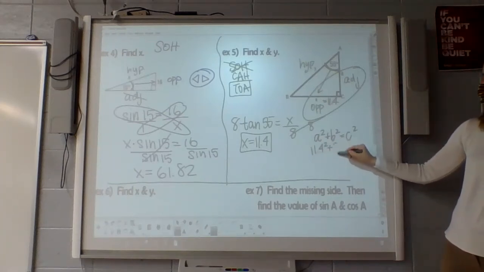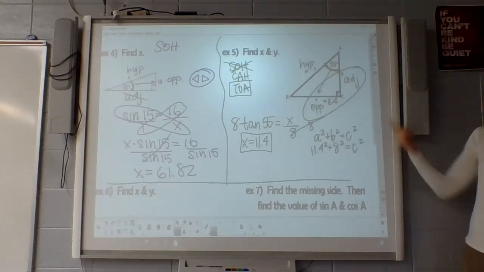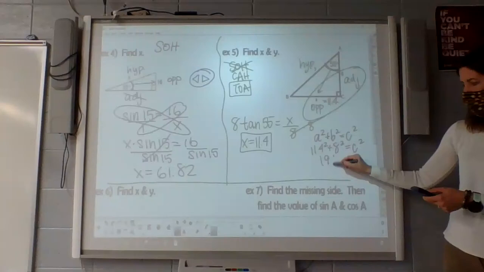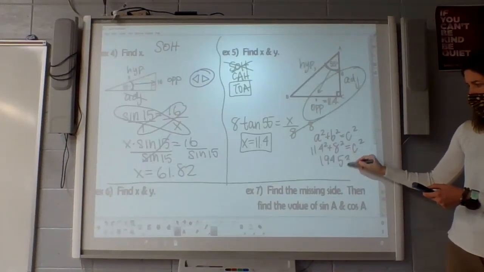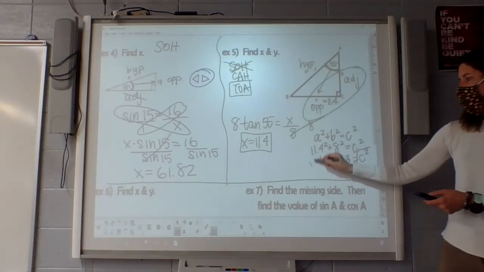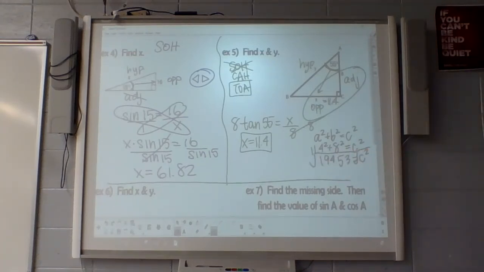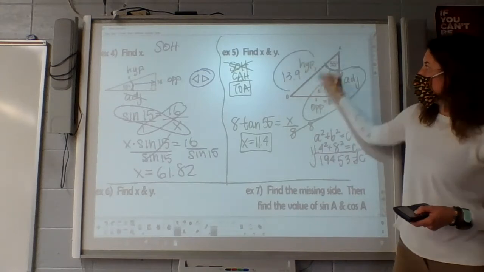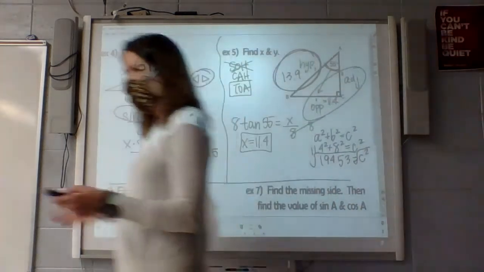So 11.4 squared plus 8 squared equals c squared, which would be our y. Now when I do that, I usually leave whatever was in my calculator before, that 11.4 really big over here. I leave that and just square it, plus 8 squared. And these two together, I get like 194.53. So I'm going to take the square root of that. And again, I do square root of the answer. And I got like 13.9, almost 14 for my hypotenuse. So depending on your rounding, you should get something around 13.9.